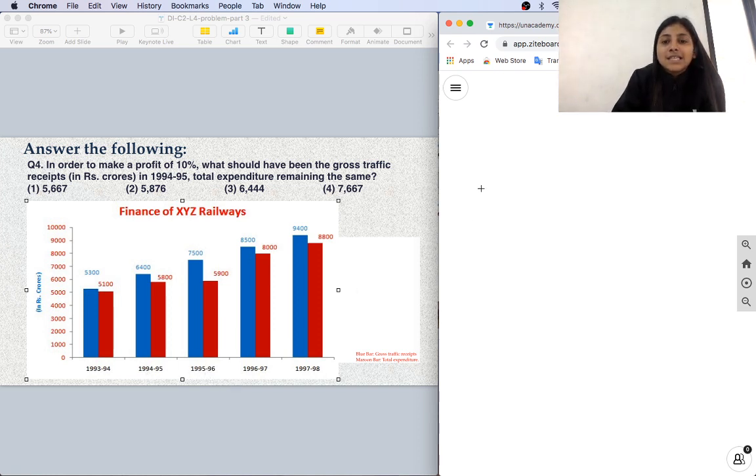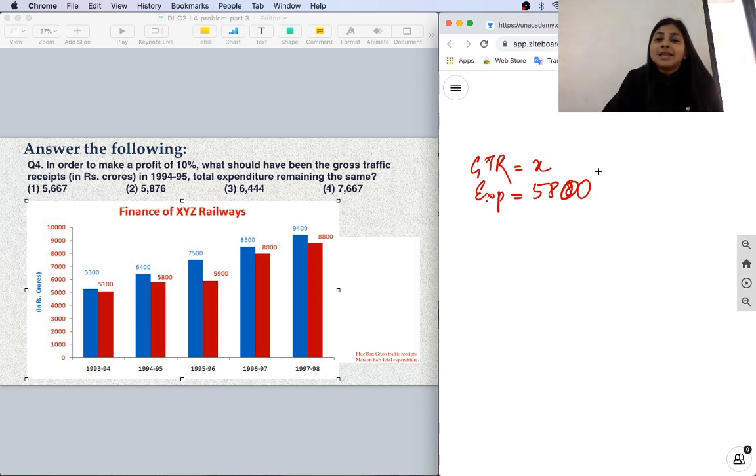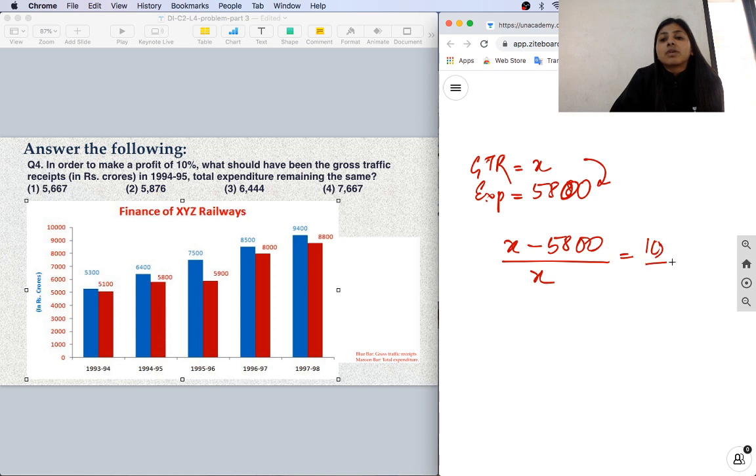In 94-95, we can see that expenditure is 5800. Even the gross traffic receipts are given, but they are telling us not to use that. Instead, you can take the gross traffic receipts as X. What will be the profit? The profit will be X minus 5800, divided by X to get the profit percentage. They are saying the profit percentage should be 10%.